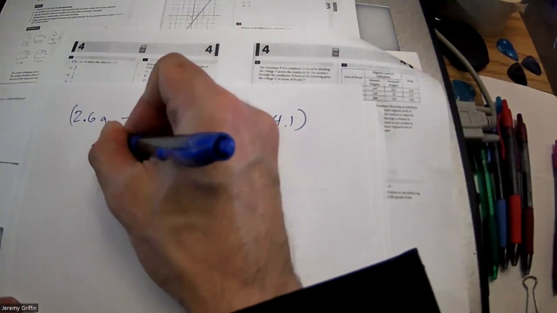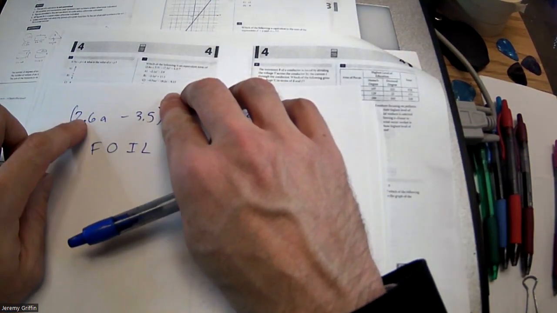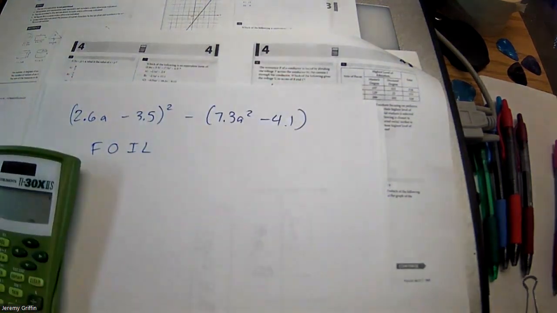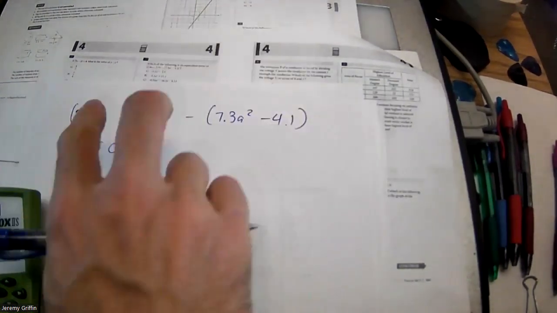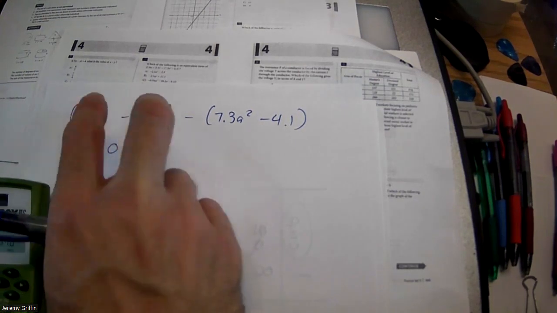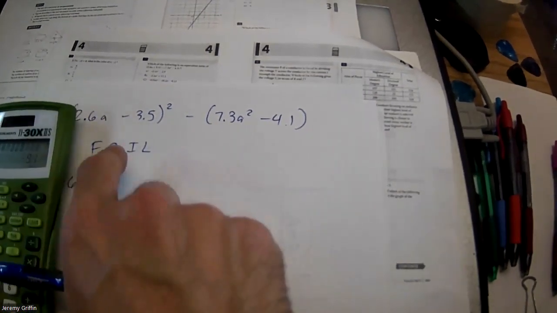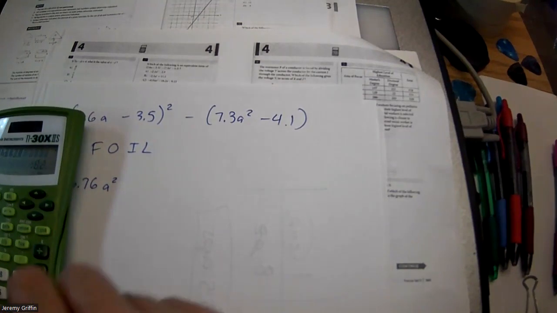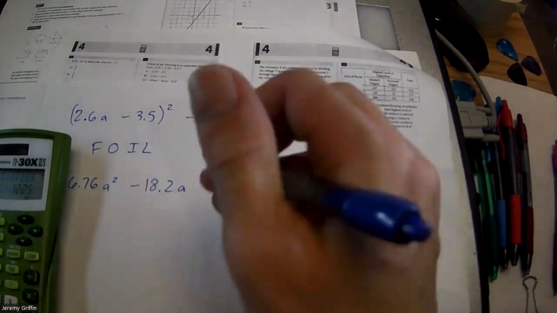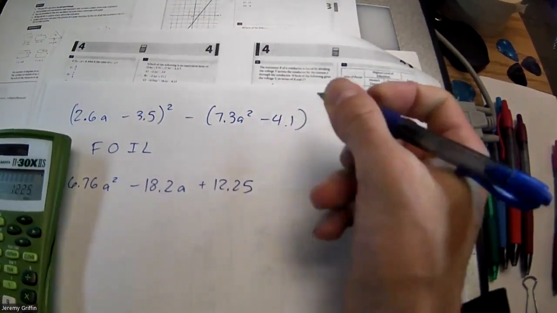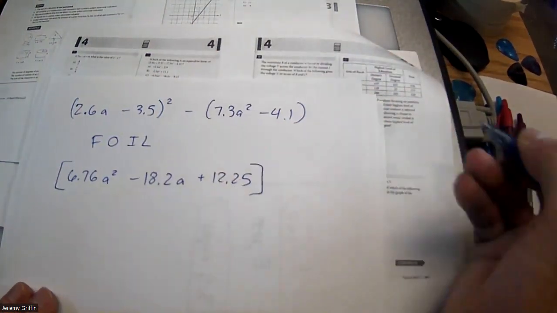So FOIL, F-O-I-L. Imagine this term times itself, right? Like side by side. So first, what's 2.6 squared? We're allowed to use a calculator, yay, it is 6.76. Now that would be a squared, wouldn't it? Then outside and inside. So this times this, what's 2.6 times negative 3.5? It's negative 9.1, but remember outside and inside, so you have to double that, right? So I'm looking at minus 18.2a, and then 3.5 squared is positive 12.25. Right? Doesn't matter, it's minus because minus times minus is positive. So that is all that first piece.